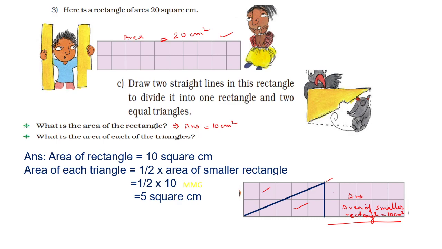So children, here you can see area of this smaller rectangle is 10 centimeter square, and when you will divide it into two equal triangles, what you will get? Each triangle will be of 5 centimeter square area. So here what we will write? We will write 5 centimeter square area, and this one is again 5 centimeter square area. Triangle 1 and triangle 2. So here I have solved this question. Area of each triangle is half into area of a smaller rectangle, and here your answer is 5 centimeter square. So what is the area of each of the triangles? So here you will write answer 5 centimeter square.